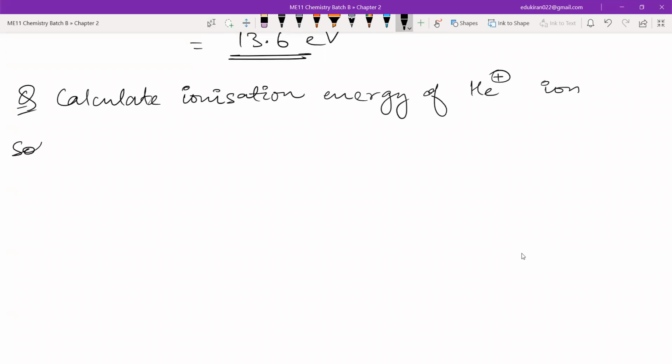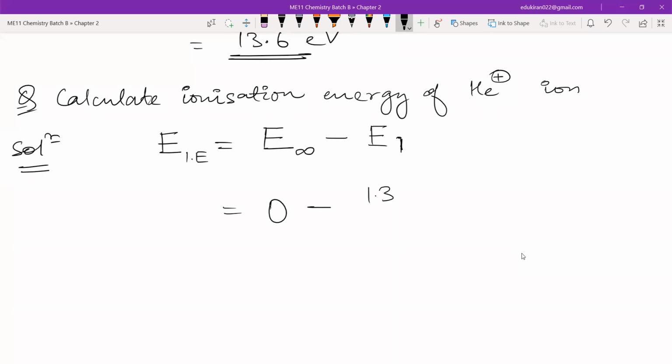So this is also very simple. Solution: again, the ionization energy required will be equal to, I have to take the electron from the first orbit to infinity. Now for infinity, it will be 0 minus E1. E1 will be equal to how much? If I talk in terms of electron volt, it will be 13.6 Z square upon N square.